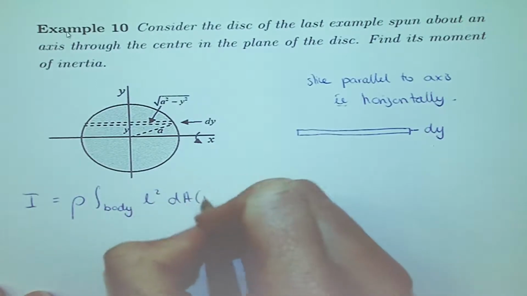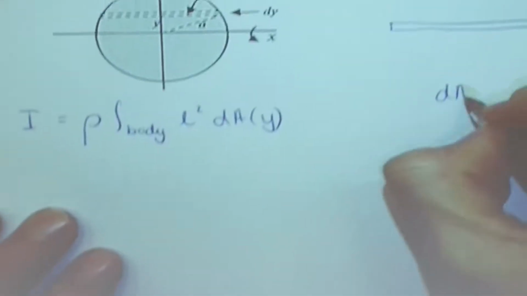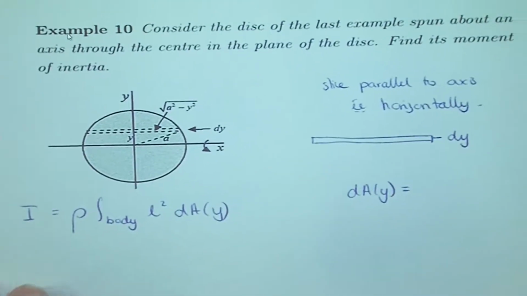Now it's a flat thing, so it's dA. And the area of these slices depends on the height where you are, right? Because at the top you're going to get a short little slice. In the middle you're going to get a long one. At the bottom you're going to get a short one again. Okay, so it depends on where you are, so it's a function of y. Alright, dA is a function of y equals.